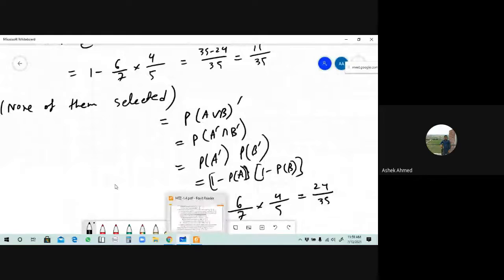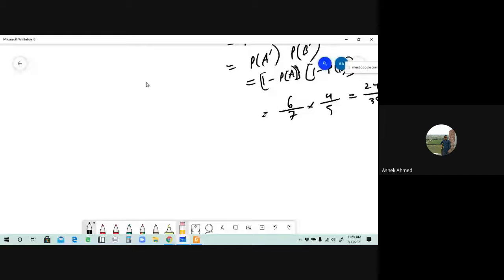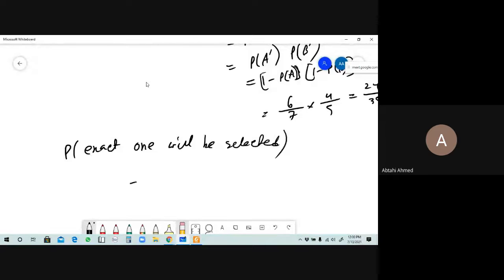Now another question is for, tell me here, what do you mean by probability of exactly one will be selected? So union থেকে intersection minus করে দিন। No, no, no. Exactly one মানে কি? Either A select হবে অথবা কি হবে? B will be selected. Is it right?